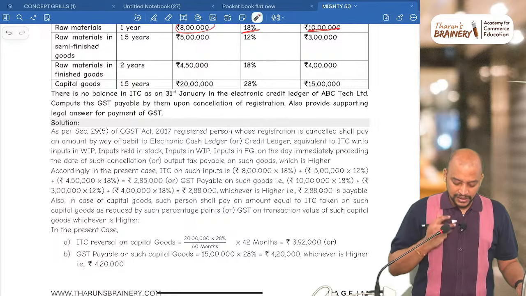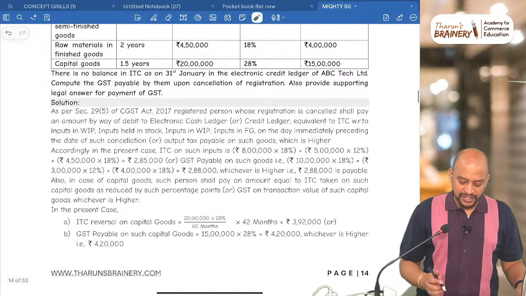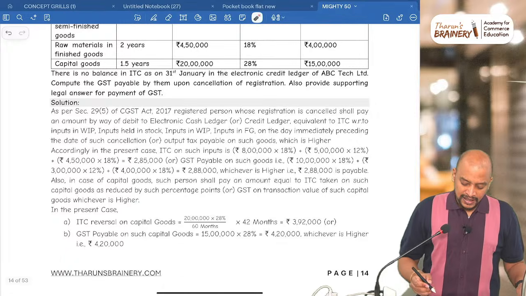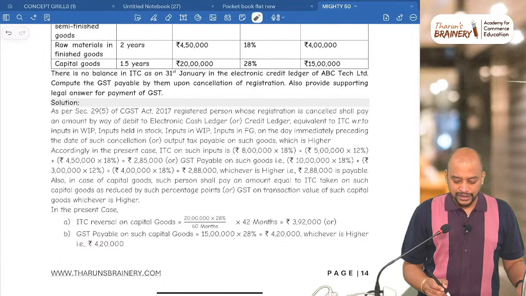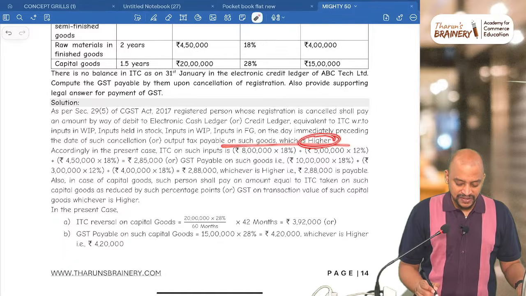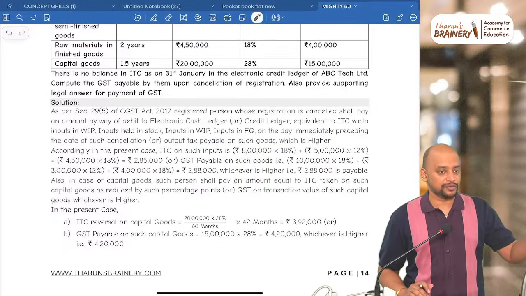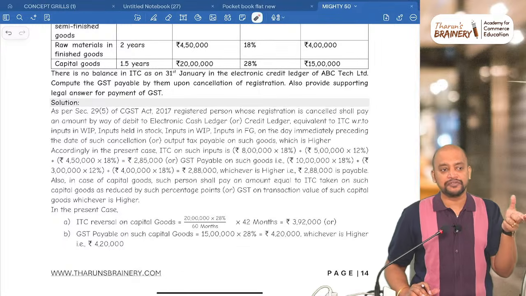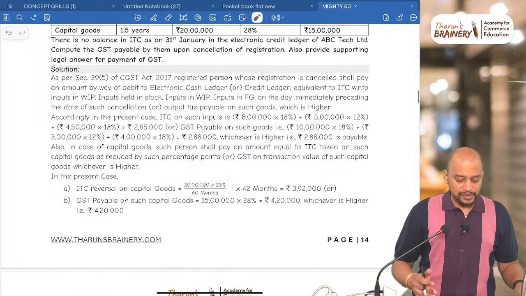Okay, so that is with respect to this, and this is in case of 29 subsection 5, because the provision says they need to compare it with the tax payable on such goods, whichever is higher. This whichever is higher point is the only speciality in 29.5, which was not there in 18.4. That's the only difference between 18.4 and 29.5. And this much of ITC needs to be reversed.